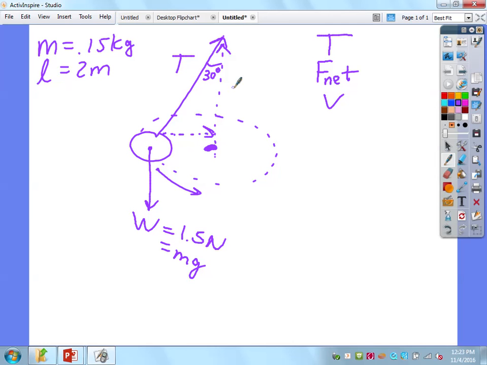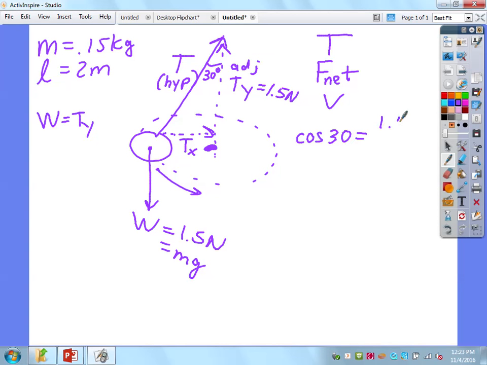And with knowing that, I know the vertical component of the tension. Technically, this is Tx and this is Ty. Weight must be equal to the Ty in this particular problem. So now that I know Ty is 1.5, I can solve for the tension. I have the adjacent side, tension is the hypotenuse. So cosine of 30 equals 1.5 adjacent over T, and solve for T. T equals 1.5 over cosine of 30.